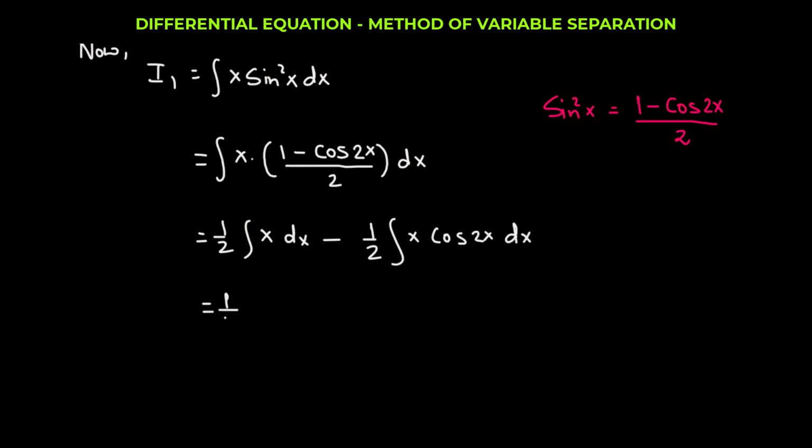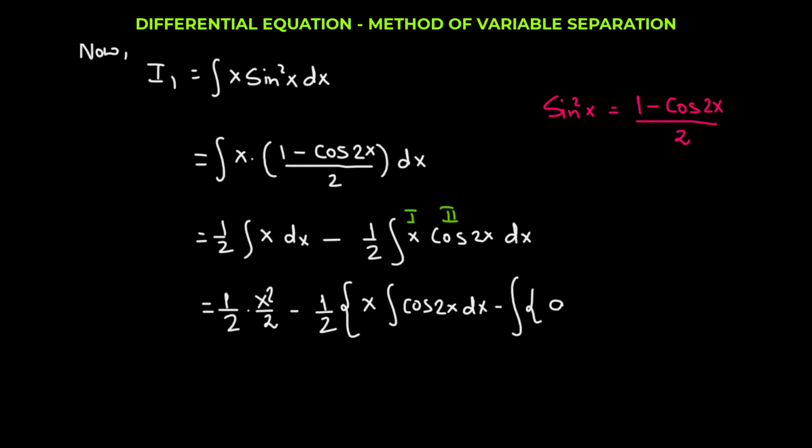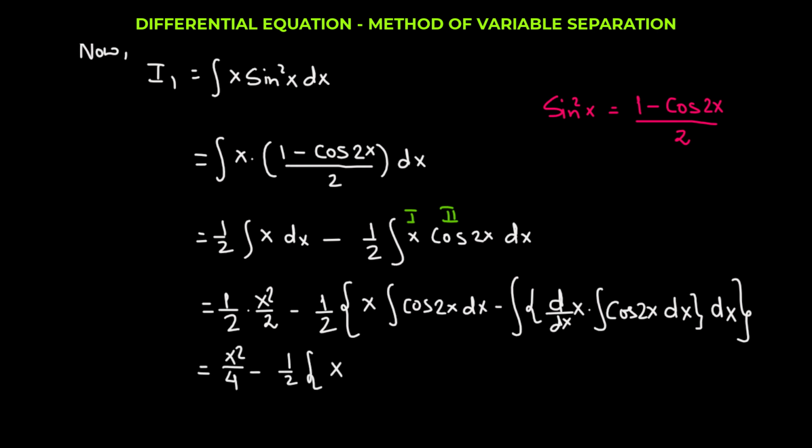The half of integral x dx will be simply x squared over 4 minus half. Now we have x times cosine of 2x. So let's integrate it by parts by considering x as the first function and cosine of 2x as the second function. So that should give us x times integration of the second function minus integration of derivative of the first function times integration of the second function, whole integrated with respect to x. And that should give us x squared over 4 minus half multiplied to x times integration of cosine of 2x, which will be sine 2x over 2, minus integral.